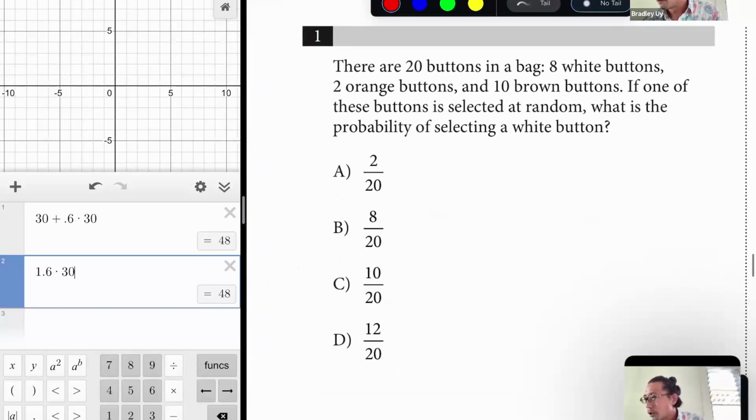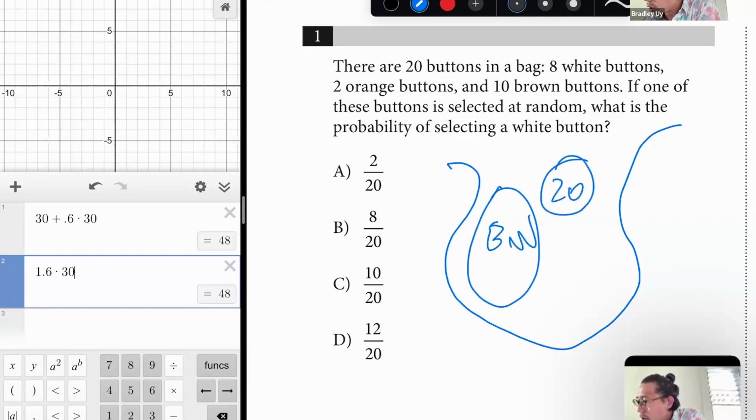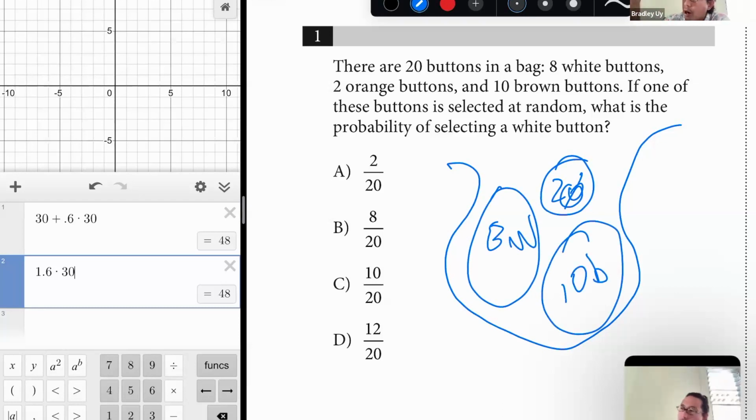Let's do module 2. There are 20 buttons in a bag. Okay, so you've got this bag. You've got 8 whites, you have 2 orange, and you have 10 browns. If one of these buttons is selected at random, so this is probability, what is the probability of selecting a white?